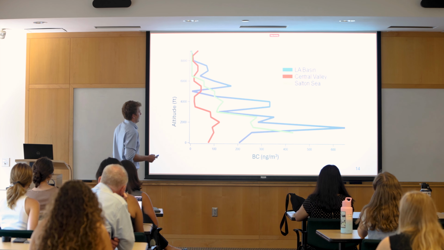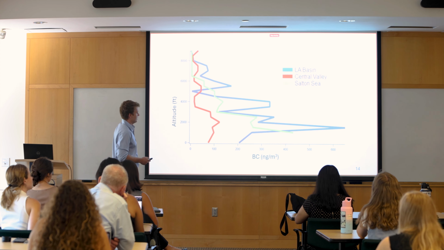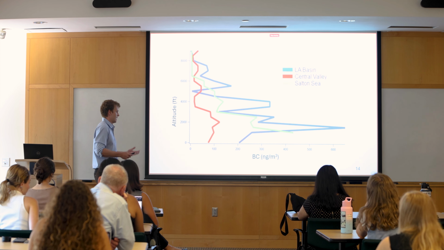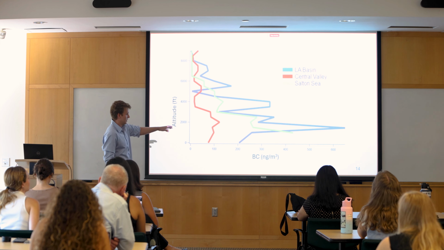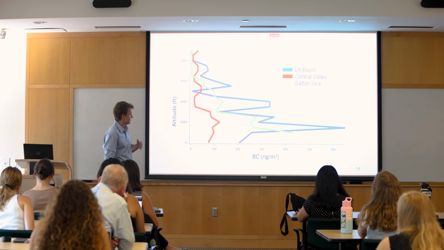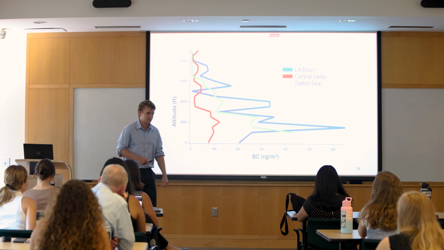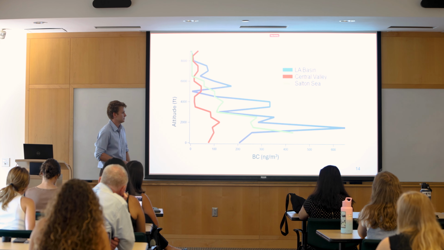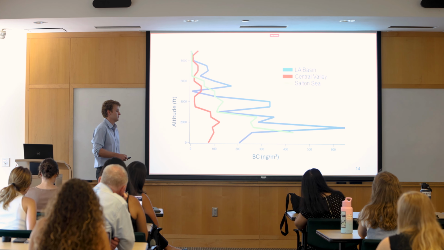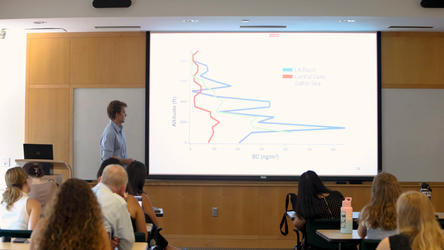Now this is sort of a comparative graph. We're looking at LA Basin, Salton Sea, and Central Valley. Again, the Salton Sea's black carbon doesn't just magically get to 1,500 feet; we don't have as much data from 0 to 500 feet. But what I want you to get from this slide is the comparative analysis, so you can see how much more black carbon the LA Basin has than the Central Valley.